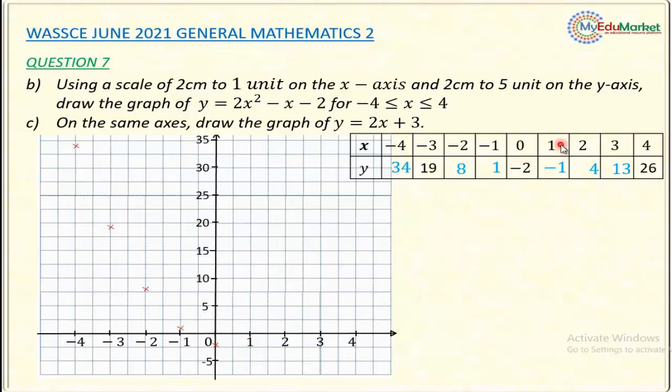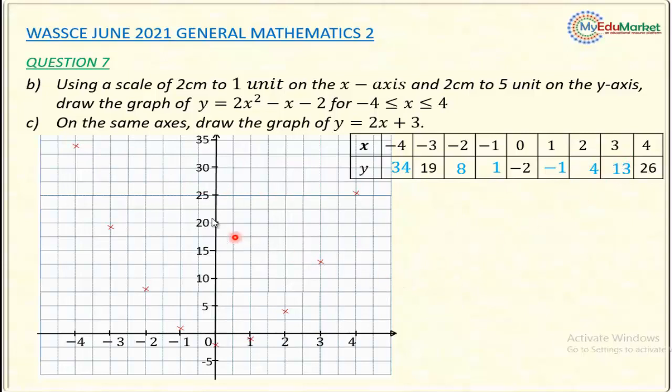I'll continue like that. When x is 1, y is -1. I'm going to have it here. When x is 2, y is 4, I'm going to have it here. When x is 3, y is 13, I'm going to have it here. And finally x = 4, y = 26, I'm going to have it here. So with this I have marked those points.